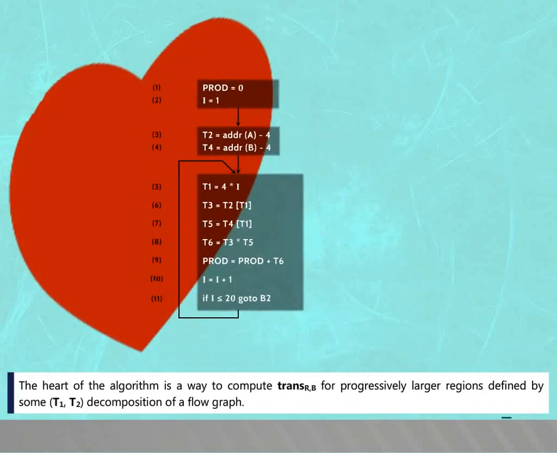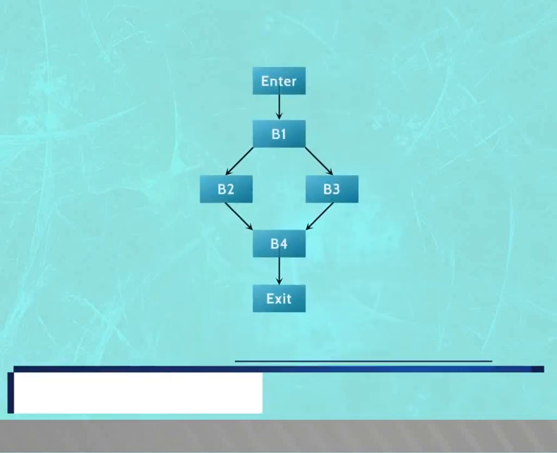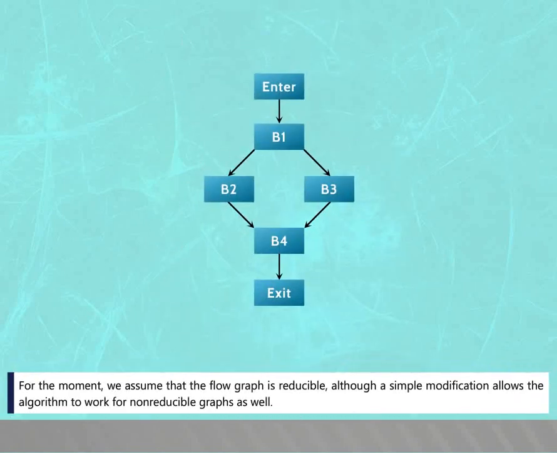The heart of the algorithm is a way to compute trans R, B for progressively larger regions defined by some T1, T2 decomposition of a flow graph. For the moment, we assume that the flow graph is reducible, although a simple modification allows the algorithm to work for non-reducible graphs as well.